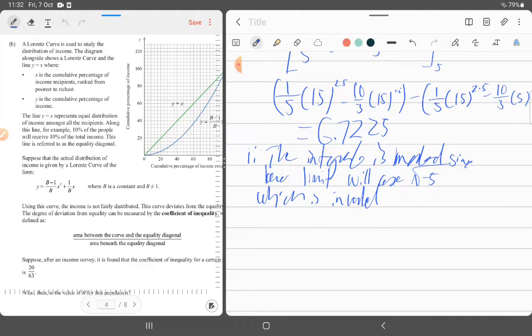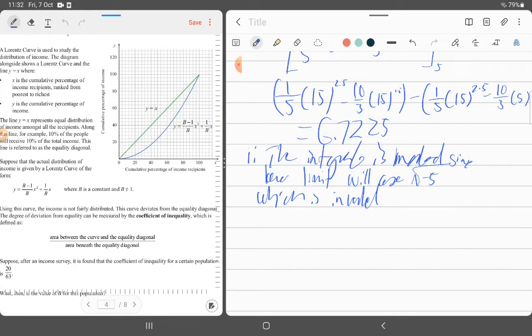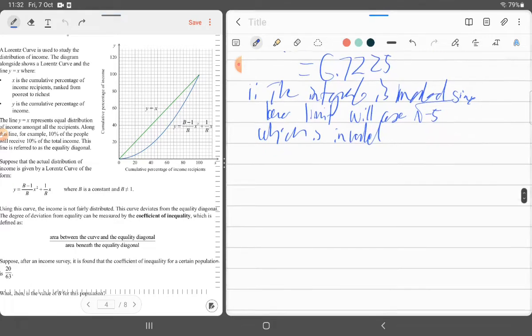So essentially, what it's asking is the area here over the area of this triangle. That's essentially all the question is asking. They make it so intimidating, but yeah, it's actually not that hard.